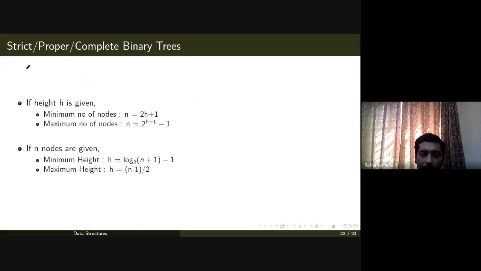In a strict or complete binary tree, you can use this formula: the minimum number of nodes possible with a height h is n equal to 2h plus 1, and the maximum number of nodes possible is n equal to 2 raised to h plus 1 minus 1. This is the same as our general binary tree, and the minimum height is also the same as the general binary tree, log n plus 1 minus 1, but the maximum height will be different, (n minus 1) by 2.